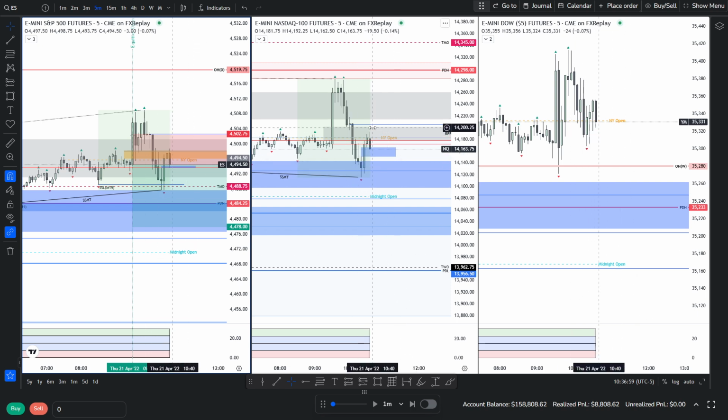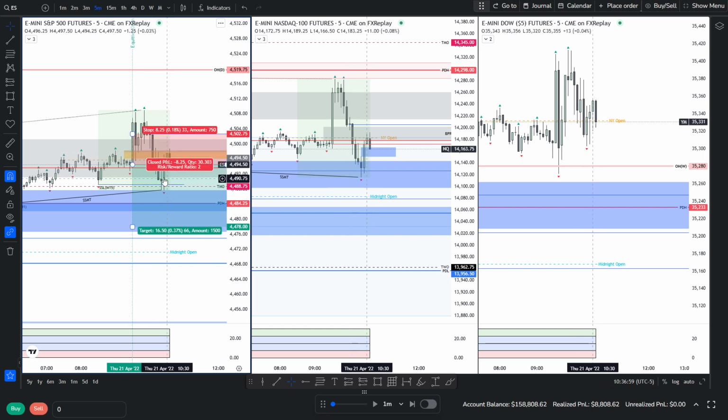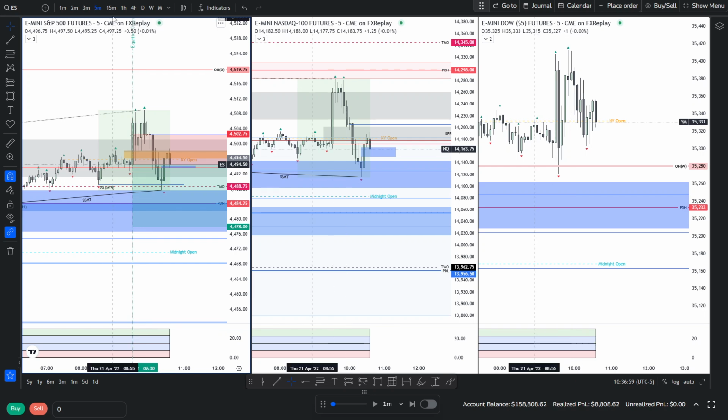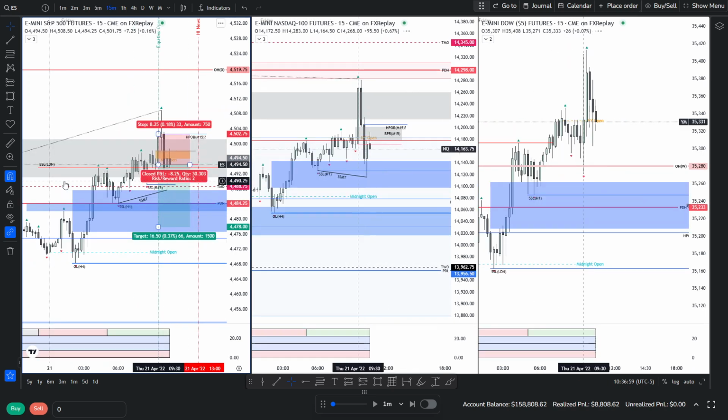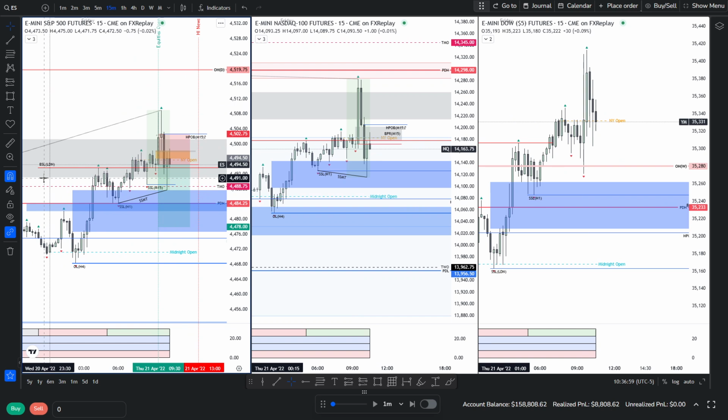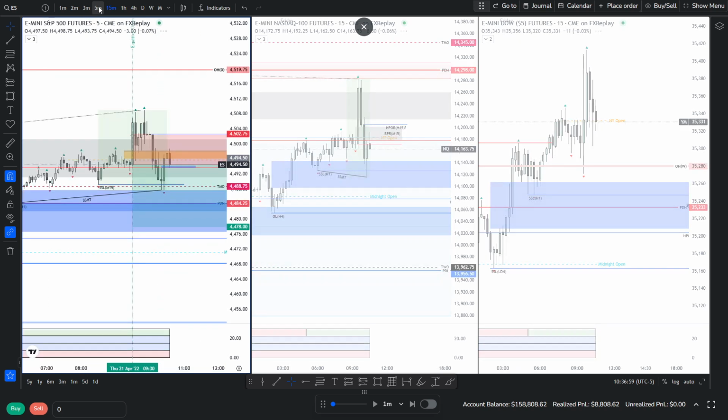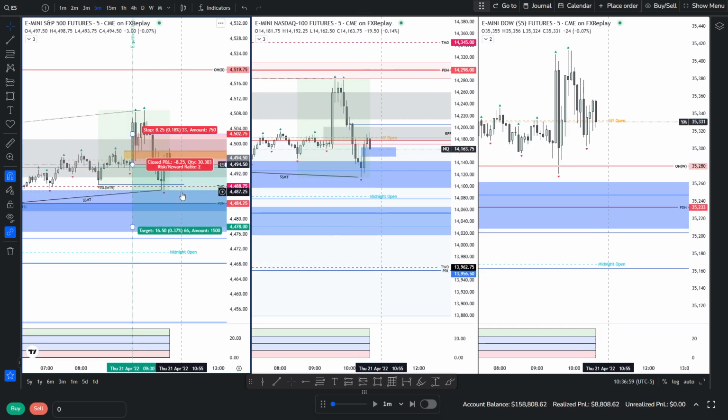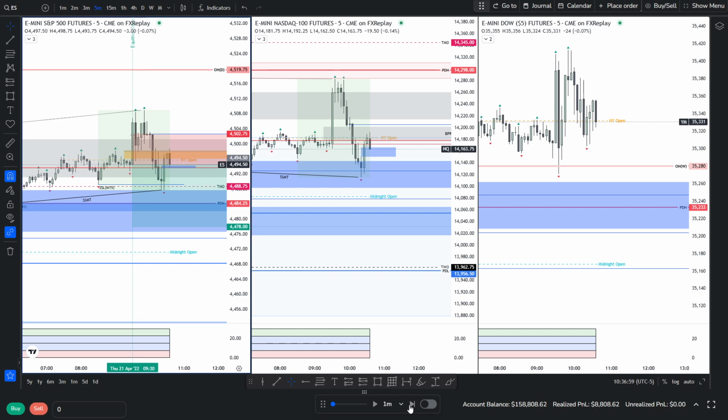Because we're in a BPR here. So if we invalidate the, look at that supporting. If we invalidate the BISI M5, then that to me would support the idea of lower prices if coupled with an M5 displacement. So let's see.